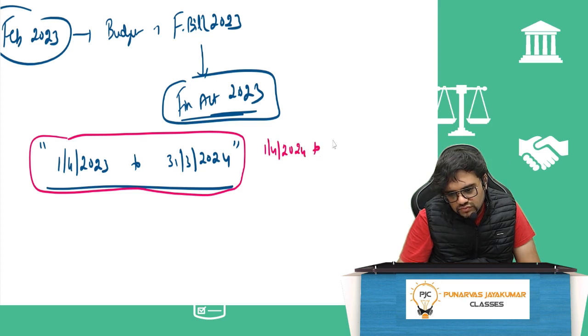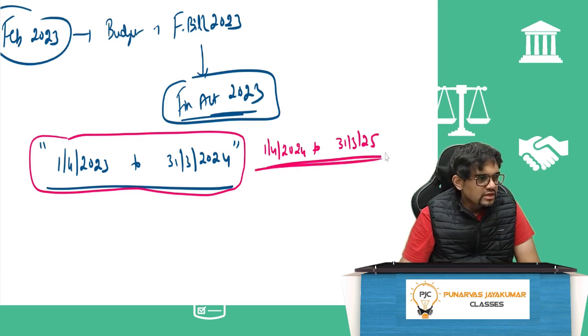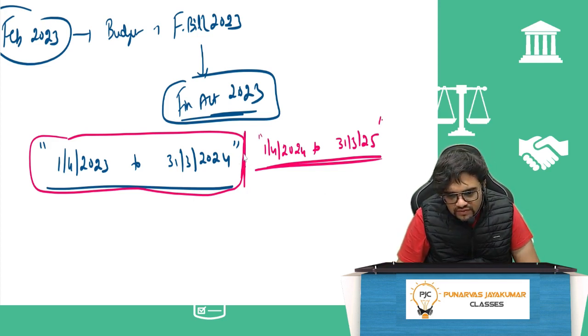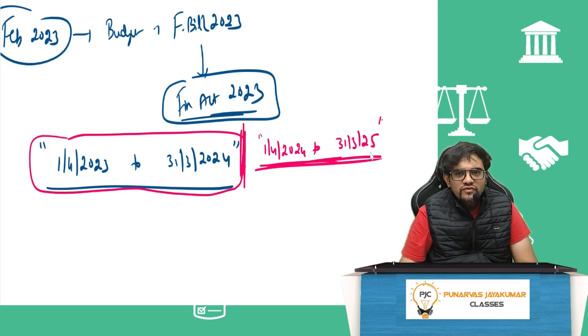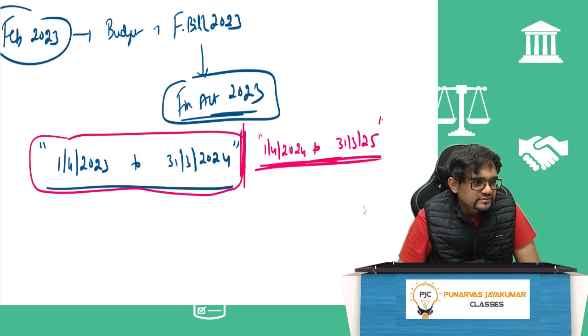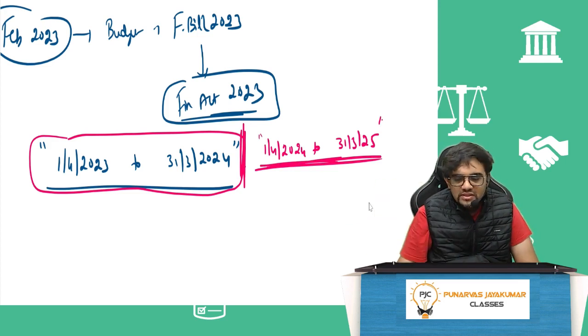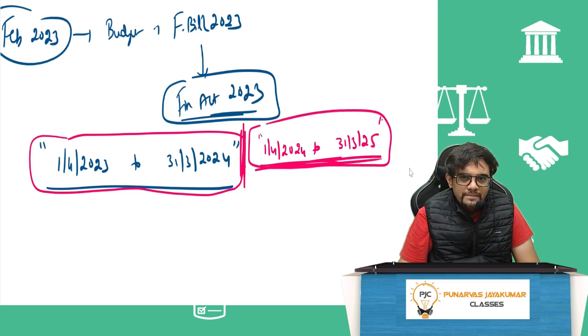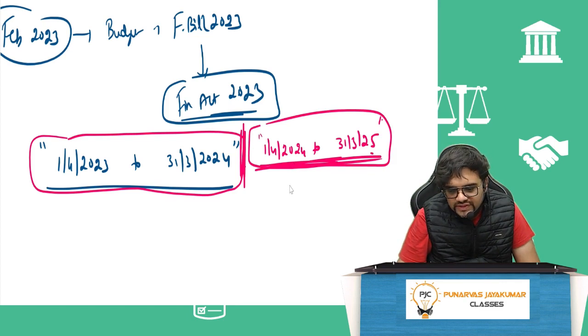1/4/24 to 31st March 25. Assessment of this income happens here. The assessment of this income happens here, 1/4/24 to 31st March 25. Assessment happens in this year, 1/4/24 to 31st March 25. Assessment happens here. That's why this is called as assessment year.